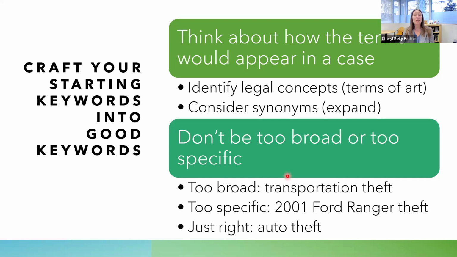So if you're dealing with a case where a car was stolen, you might go too broad if you say transportation theft as your keyword. Someone might have stolen a bus or a plane or a boat, right? Too specific would be searching for cases involving 2001 Ford Ranger theft. That's not going to get you a lot of good results.